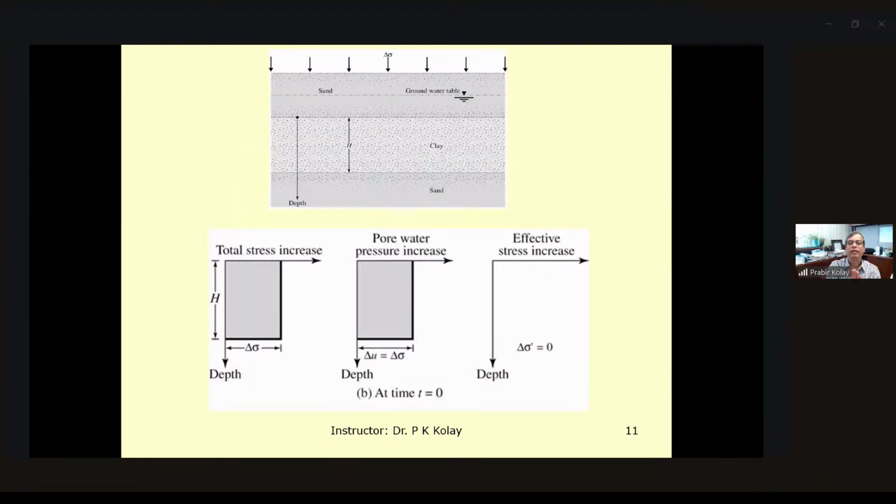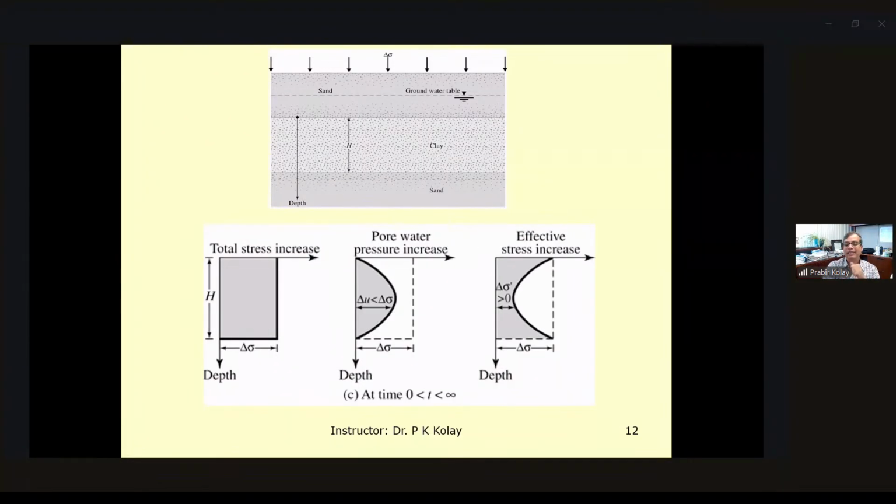Again, this is what is happening with time. Initially, at time zero, all the load is taken by the pore water, and with time, the pore water is gone. The effective stress is equal to 0 at time equal to 0. Basically, it's a clay layer sandwiched between two sand layers. Load is coming, so the total stress stays, the pore pressure is decreasing, and the effective stress is total stress minus pore pressure.